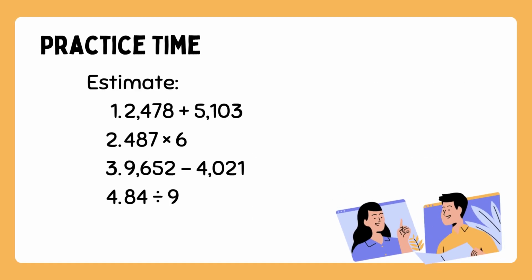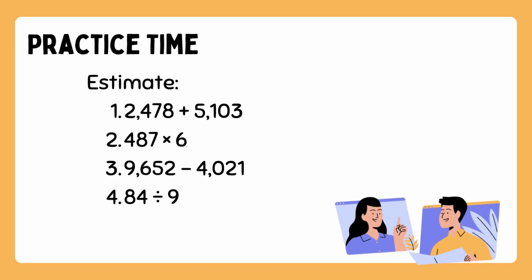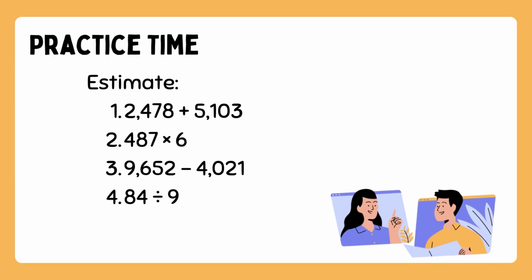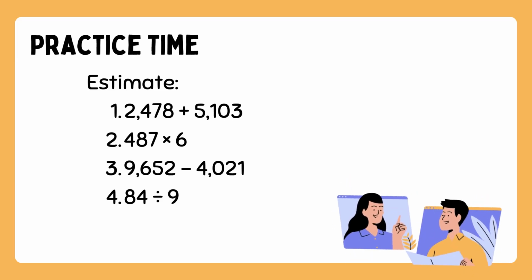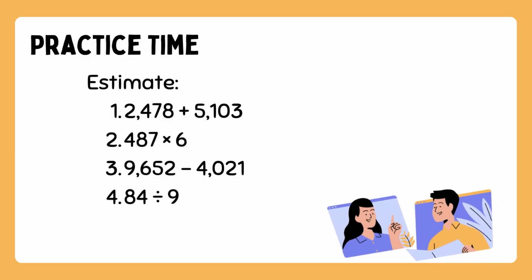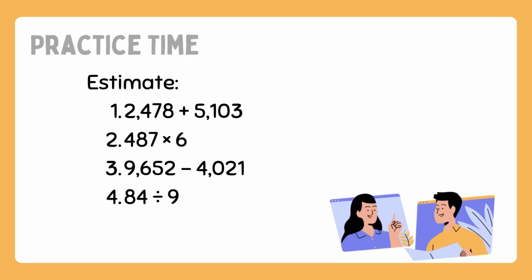Let's practice estimating sums, differences, products, and quotients. Try rounding first, then calculate mentally. The answers you should get are 1. Around 7,000, 2. Around 3,000, 3. Around 6,000, 4. Around 9.